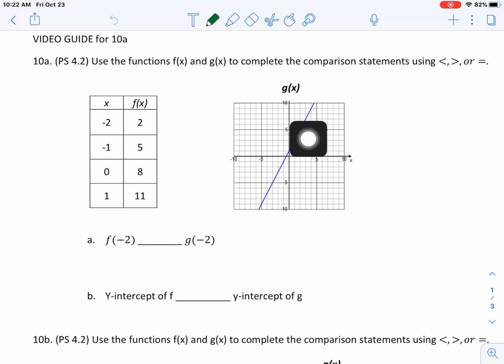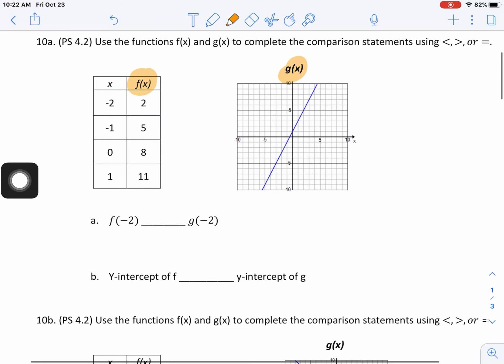So 10a says to use the functions f of x and g of x to complete the comparison statements using less than, greater than, or equal to. So they give us two different functions. The one on the left is a table, and we're going to call this one f of x. But this still represents a linear function. And over here for g of x, we can also see that this is a linear function. The only difference is here they give us the graphical representation, and over here they give us a table representation. But really, these are both functions, and they're both linear functions.